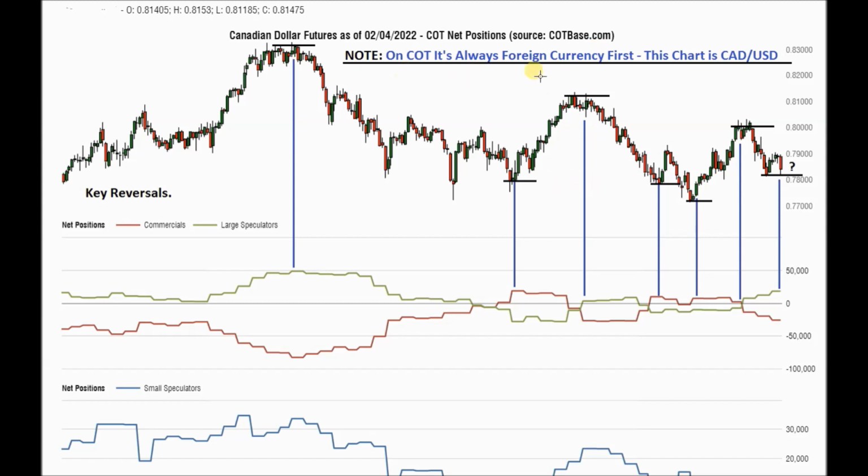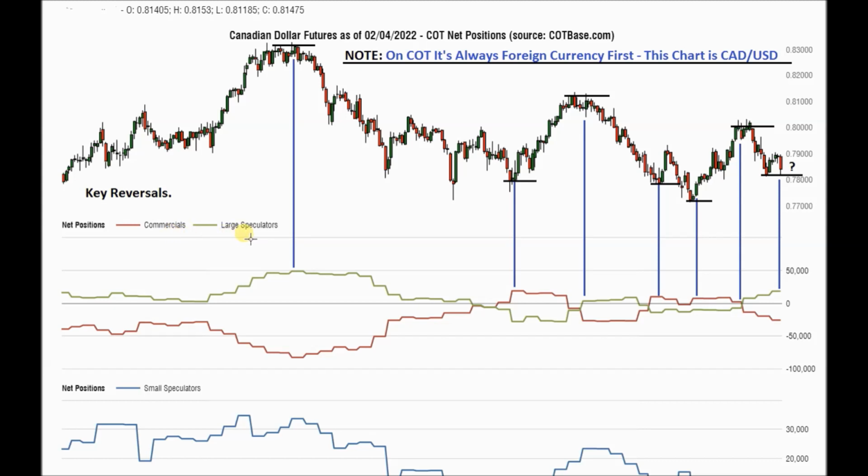Now, note, on the COT, it's always foreign currency first. This chart is CAD USD. We, of course, trade USD CAD, so I'll put the chart the right way round in a moment. This chart is just to show what big money is doing against each other, okay? So you've got commercials. These are hedgers. They're seen as smart money at turning points. They're only going to move their hedges aggressively if they think prices have overshot fair value, okay?